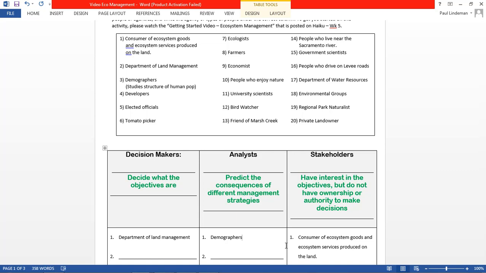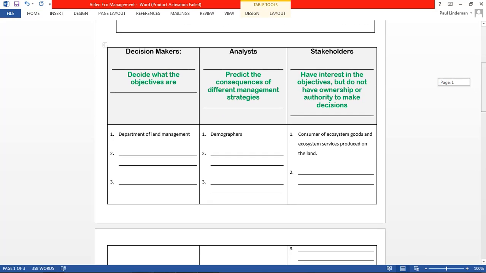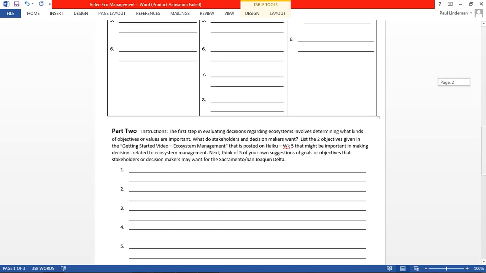All right, so that's how you do this. You're going to finish this up. You're going to go through and categorize these. If you get stuck, please talk to your science teacher or any of your teachers and get those put into the right order. In the next video we'll be doing part 2.